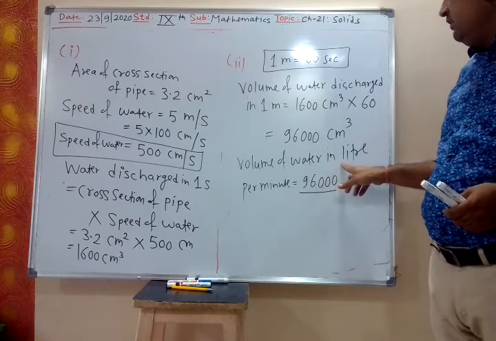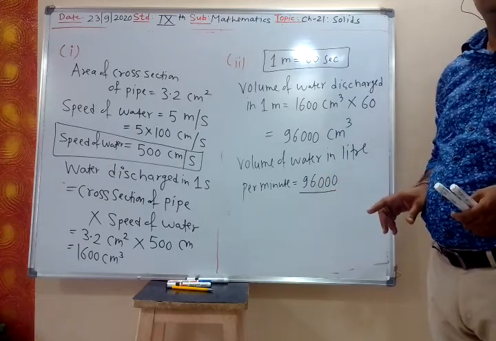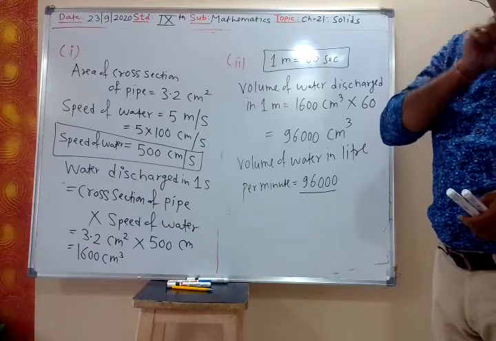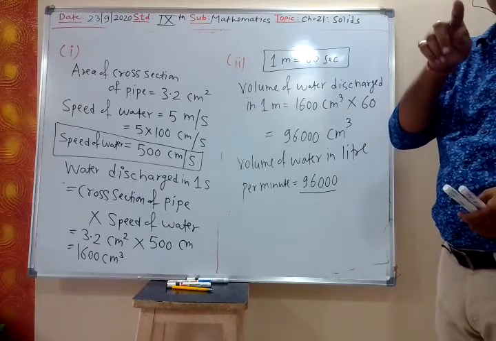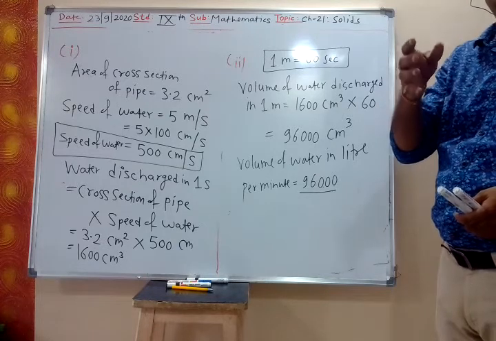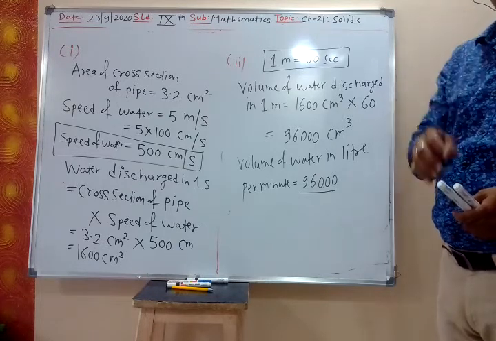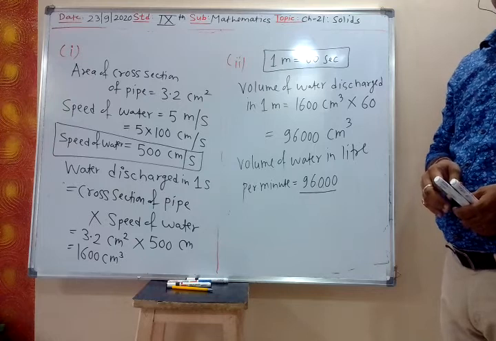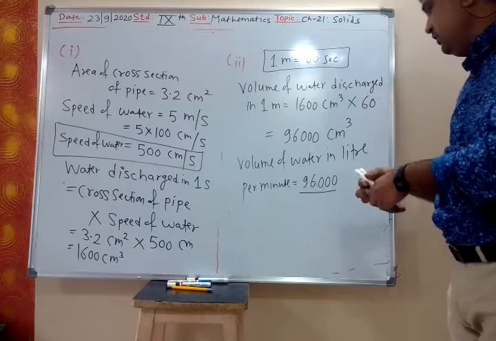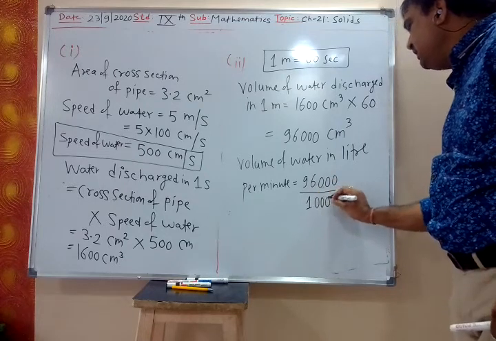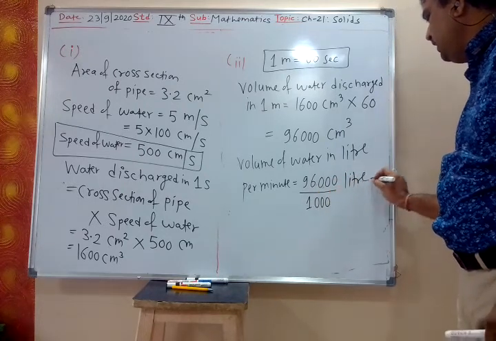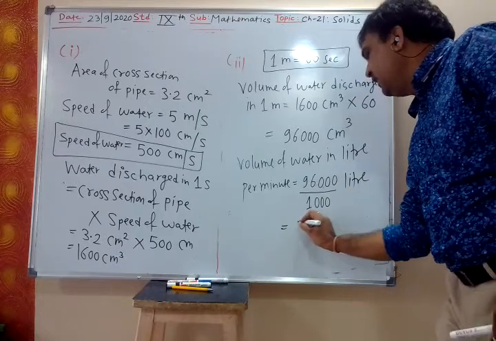In 1 liter, so I will divide this by which number? Because the units are centimeter cube. So for that centimeter cube, we take milliliter. 1 liter, how many milliliter is there? 1000. So divide by 1000. It will be 96 liter.